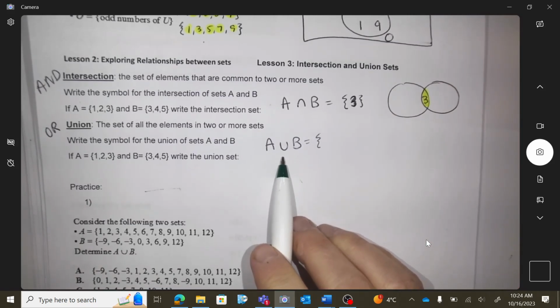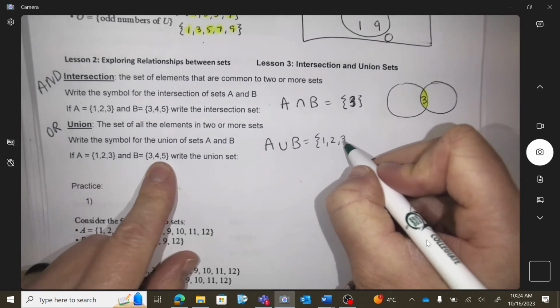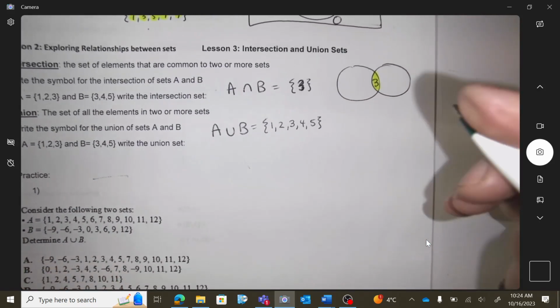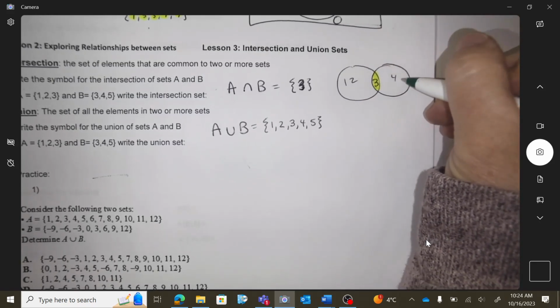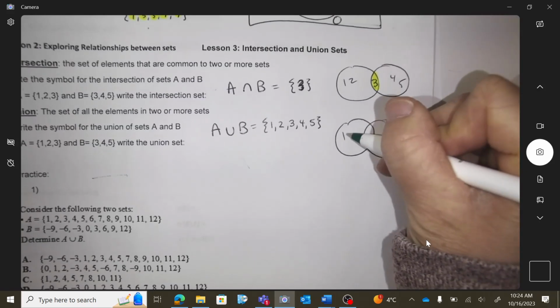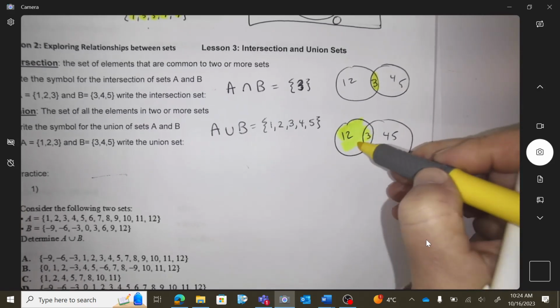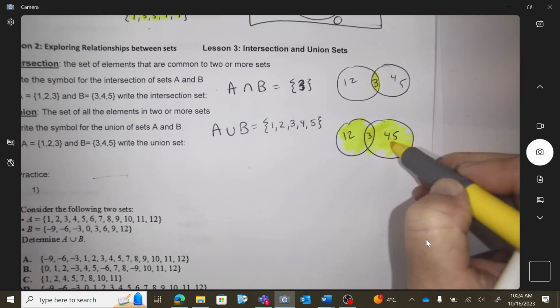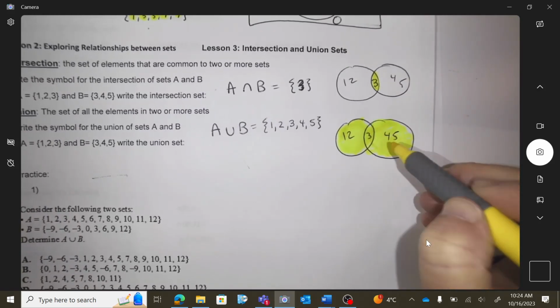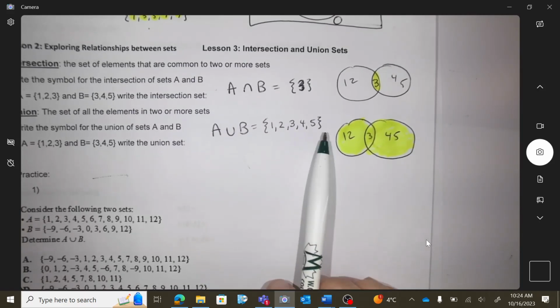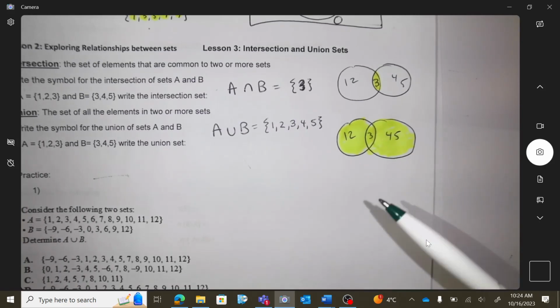So what do you see anywhere in A or B? You can see it anywhere. So I can see a 1 somewhere, a 2, a 3, a 4, and a 5. So what would that look like in math? So here's the symbol, here's the set, here's the Venn diagram. So it's anything, it's anywhere in this or that.